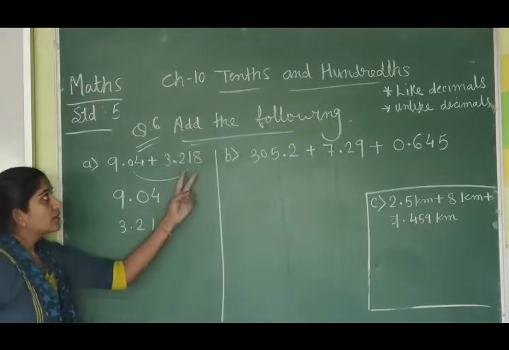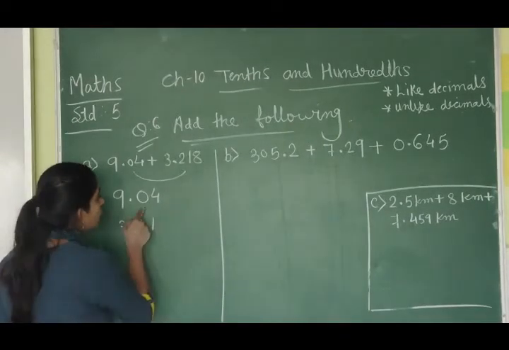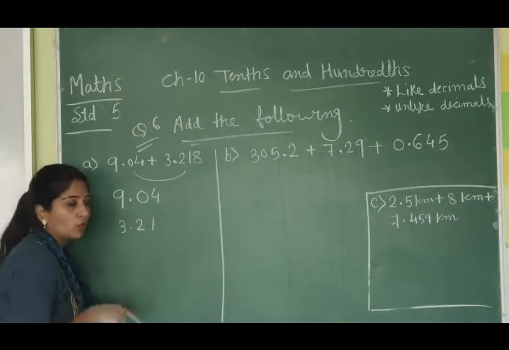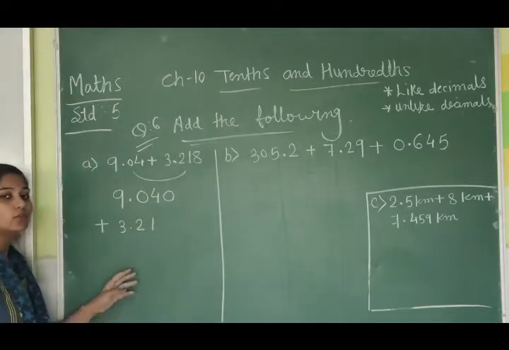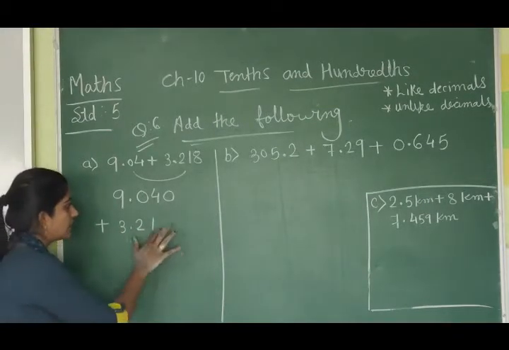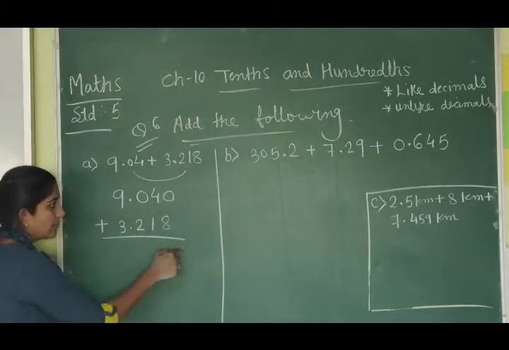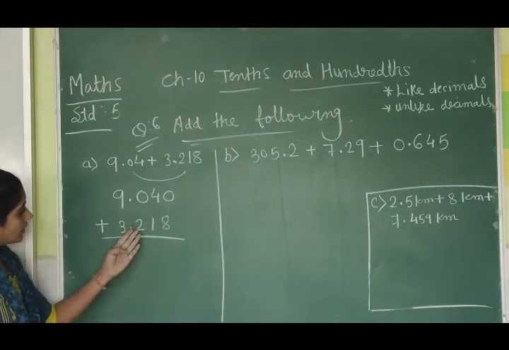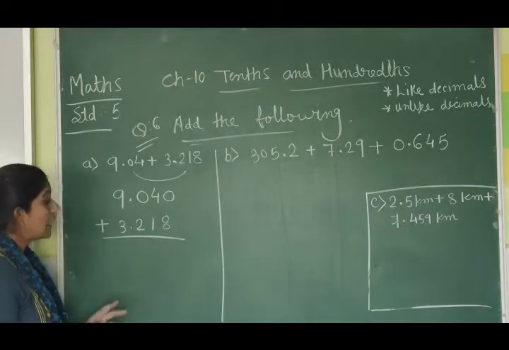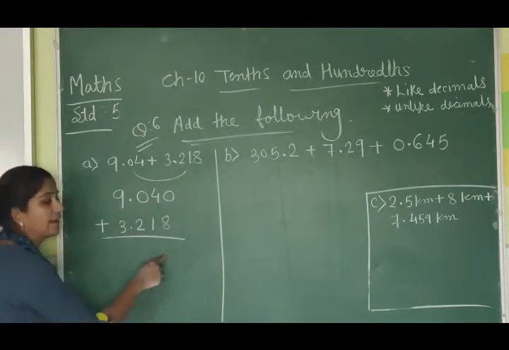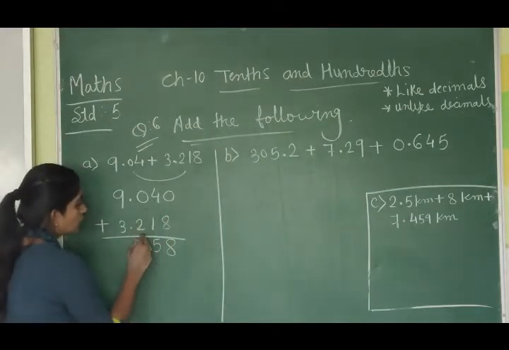Now here there are 3 digits and in the first example there are 2 digits. So in the first example we have to put 0 to make them like decimals. If you want to make like decimals, there should be equal decimal digits in this particular sum. So now this is the example of like decimals: 3 digits here after the decimal, and here also 3 equal digits after the decimal. Now you have to do the addition, you know, 0 and 8 is 8, 4 and 1 is 5, 0 and 2 is 2.